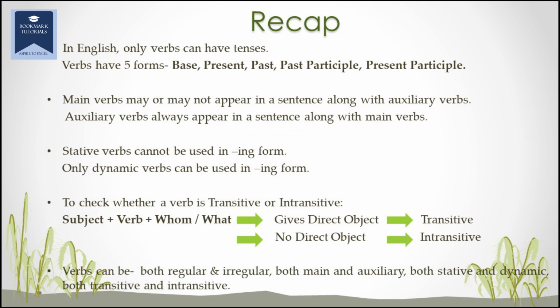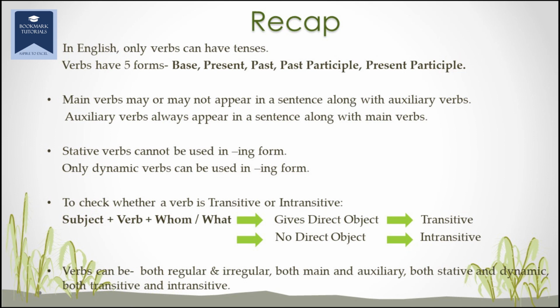Let's do a quick recap of some of the things that we looked at earlier. In English, only verbs can have tenses. Verbs have 5 different forms based on tense: the base form, present, past, past participle, and present participle. Main verbs may or may not appear in a sentence along with auxiliary verbs, whereas auxiliary verbs always appear in a sentence along with main verbs.